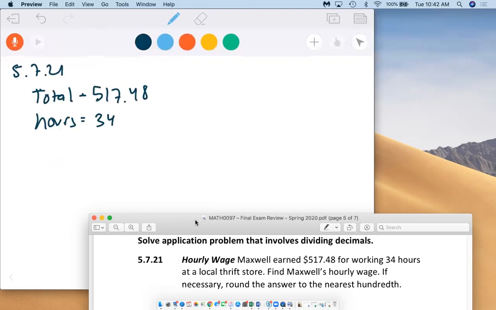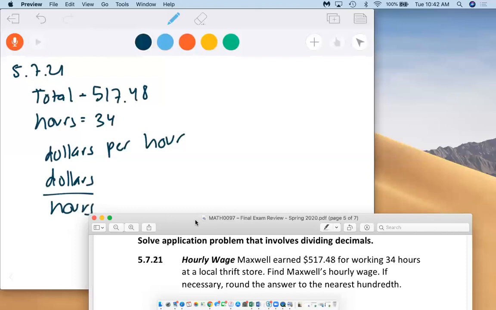It's dollars per hour. Do you guys remember when I said that that's the same thing as saying dollars over the hours, or dividing? So that kind of tells you that you need to divide the total by the hours. Right? So if you forget, remember, I'm looking for dollars per hour. So I need to divide the total dollars by the number of hours.